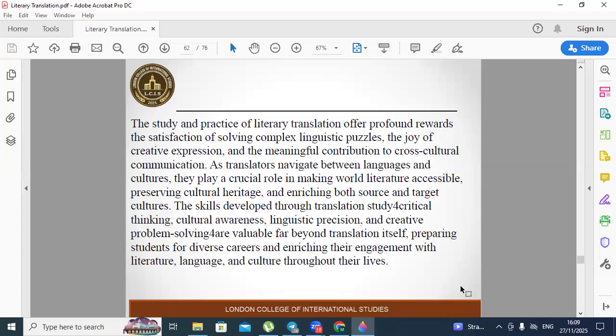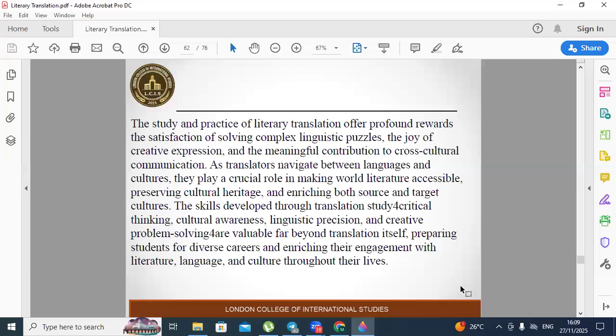Now let's talk about the sense of translation rewards. The study or practice of literary translation offers profound rewards: the satisfaction of solving complex linguistic puzzles, the joy of creative expression, and the meaningful contribution to cross-cultural communication. As translators navigate between languages and cultures, they play a crucial role in making world literature accessible, preserving cultural heritage and enriching both source and target cultures.